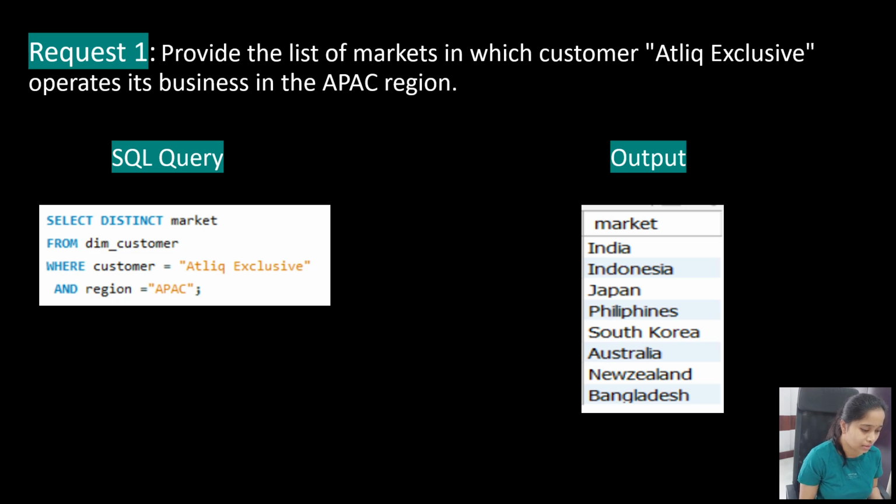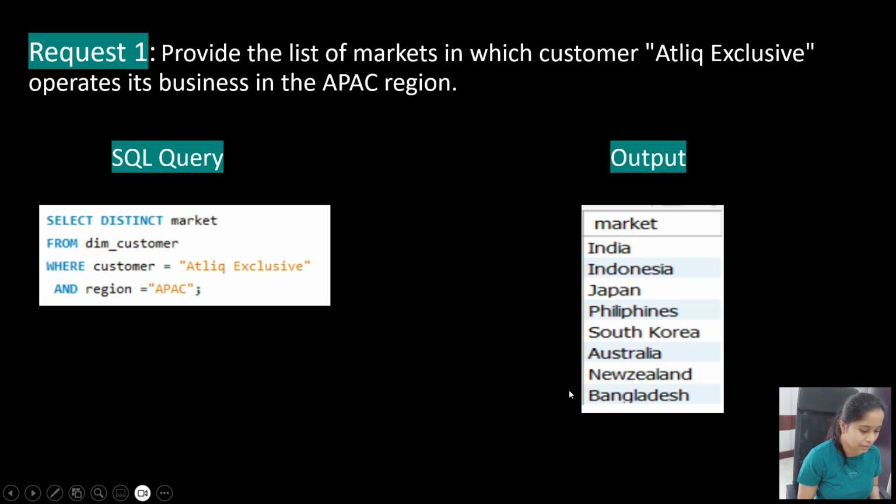So these are the ad hoc requests that we were given by the AtliQ management team. The first request is to provide the list of markets in which AtliQ Exclusive operates its business in the APAC region. So I ran a SQL query. For this I used DISTINCT to avoid duplication, and we get the output of markets. So this is the result of the query, and this is the list of countries or markets in which AtliQ Exclusive operates.